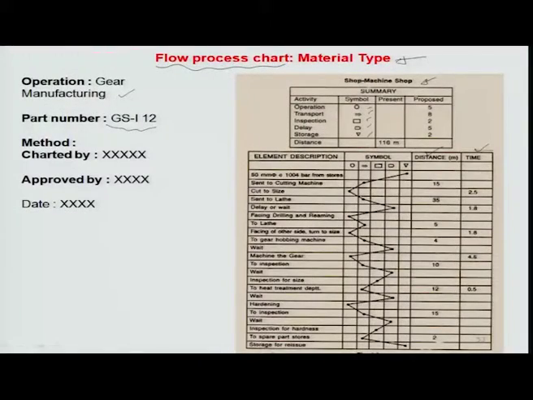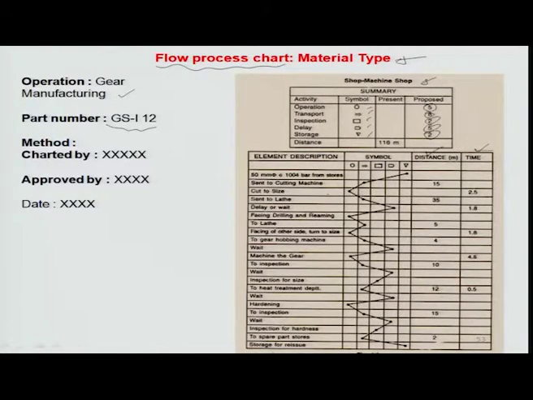So for example, in this case you can see that the proposed split-up into the different operations is that exactly 5 operations are being done, exactly 8 transportations are being done between the different stations used for the gear hobbing process, and exactly 2 inspections are being done. There are about 5 different temporary delays and 2 different storage delays or permanent delays in the whole process.